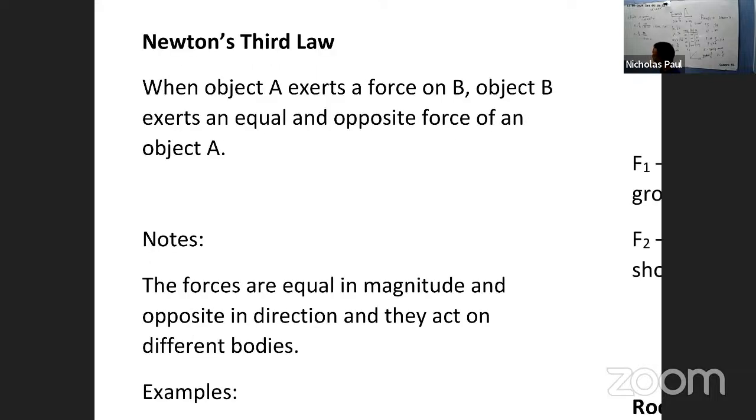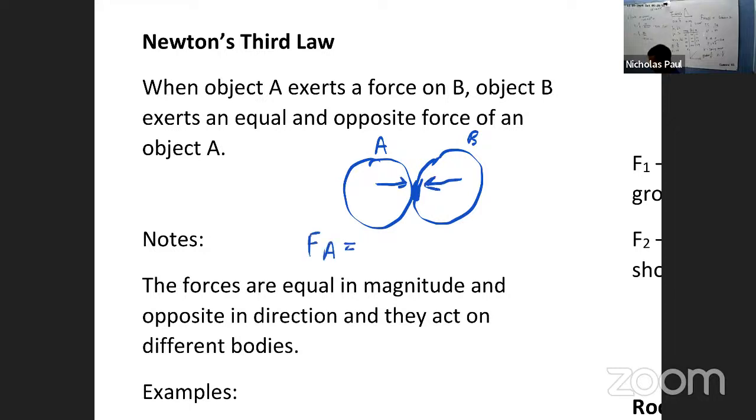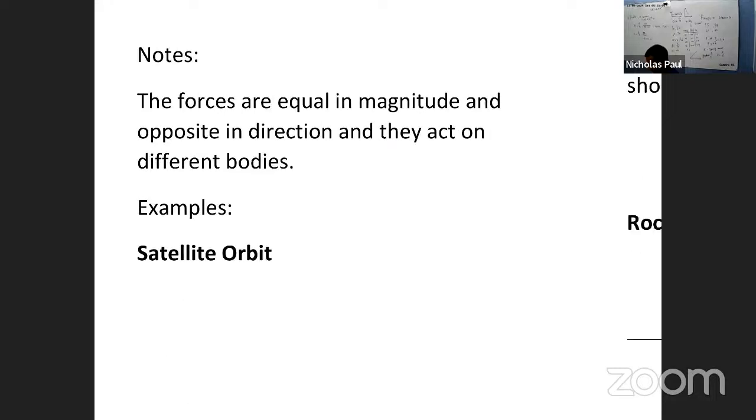Newton's third law, we know it from this small diagram here. If we have two objects in contact with each other, here's A and here's B. When object A exerts a force on object B, object B exerts an equal and opposite force on object A. So basically, F of A is equal to F of B, and they take place in opposite directions. That's Newton's third law. The forces are equal in magnitude and opposite in direction, and they act on different objects.